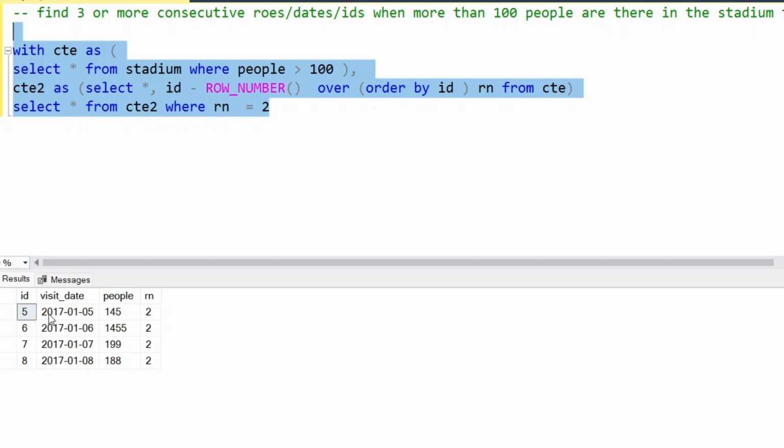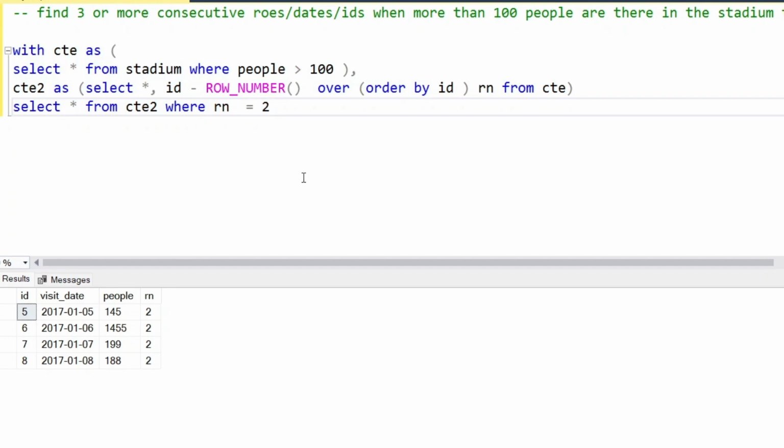So on 5th of January more than 100 people, 6th of January 155, 7th of January 199. So 3 consecutive days are clear. The next 3 consecutive days are 6th January, 7th January, 8th January, and the count of people is more than 100. So that's how we can generate the output. This is the trick, basically. Whenever you find any word like consecutive, you should use this logic.